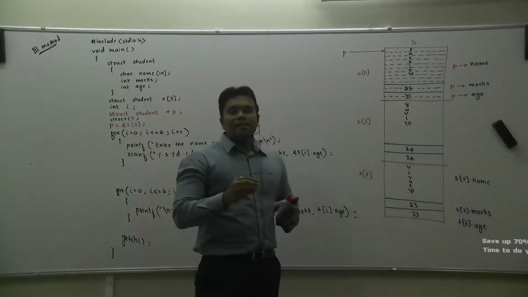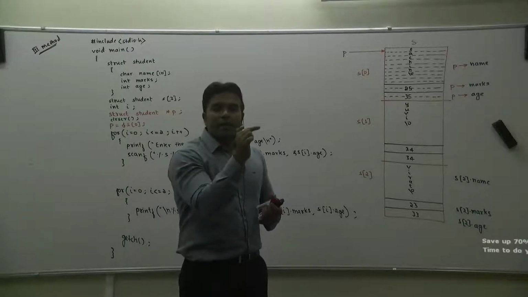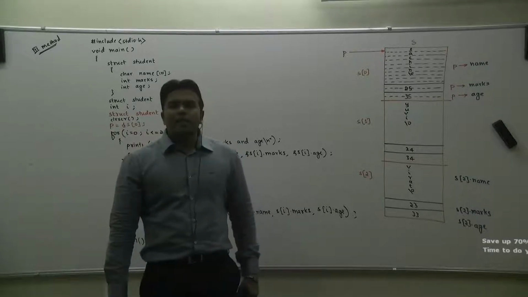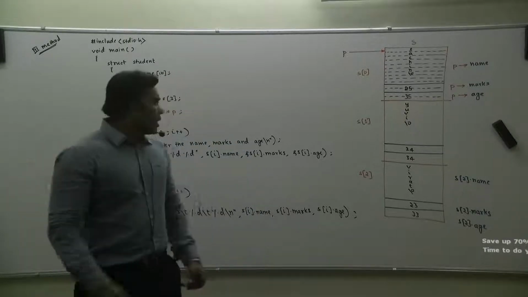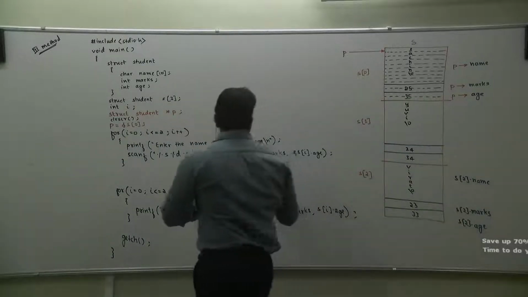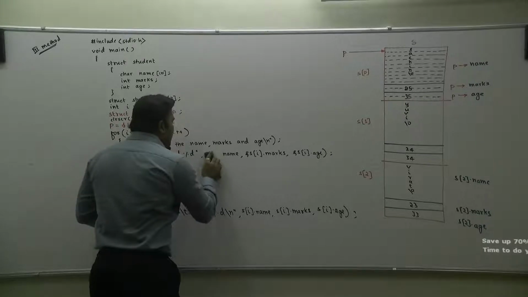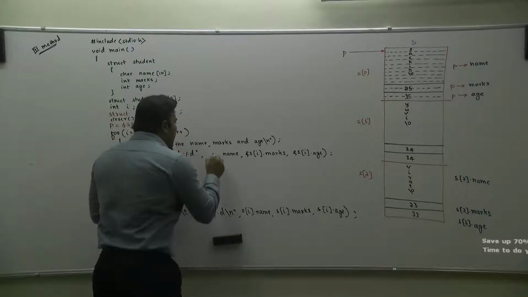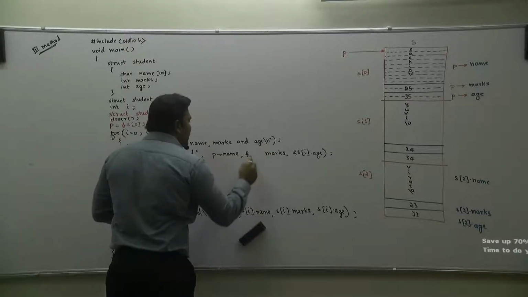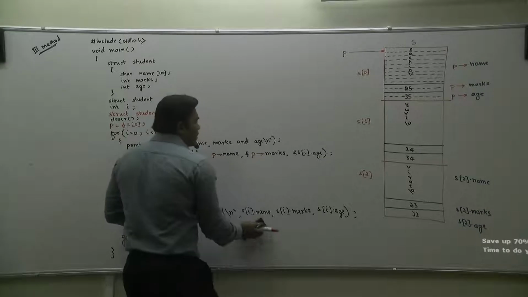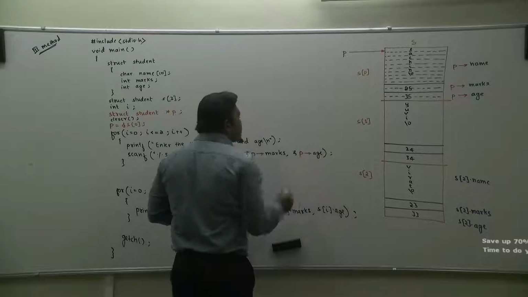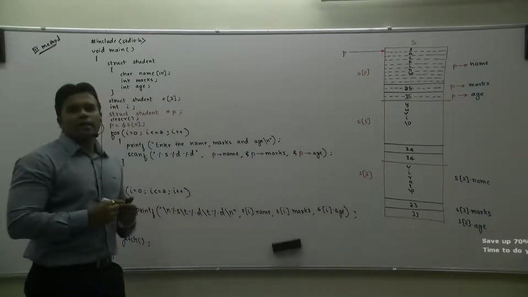Whenever you want to access something within the structure through a pointer, you should use arrow operator. That is the rule that Dennis Ritchie has given us. So what I would do here is that I won't put it in S of I. Rather, I will put it in P arrow name. Put it in P ampersand P arrow name, that ampersand let it be there. P arrow marks, here also let that ampersand be there. P arrow age. Like this I will have to tell.